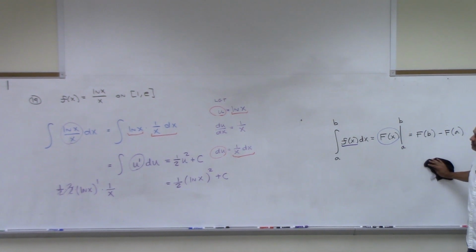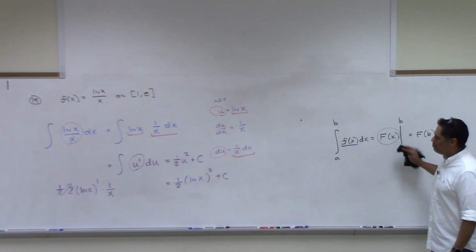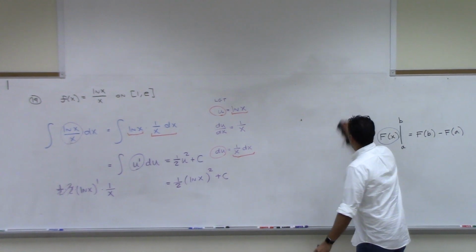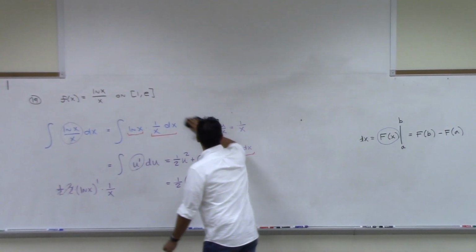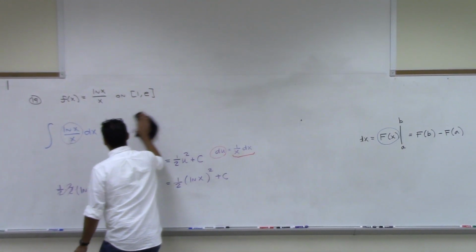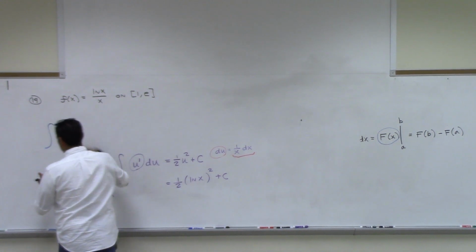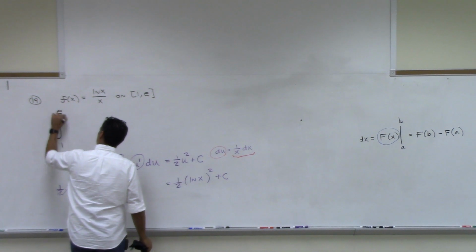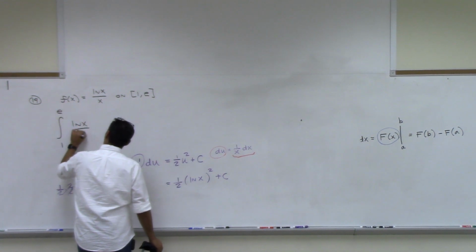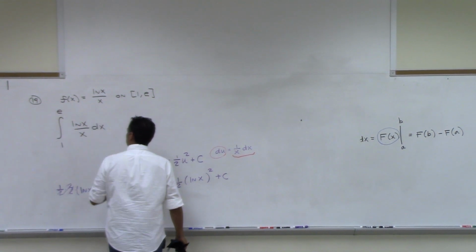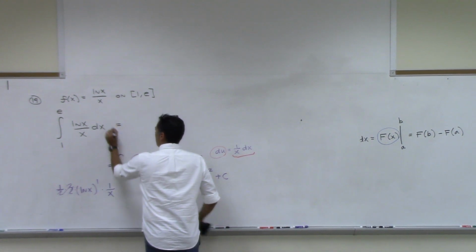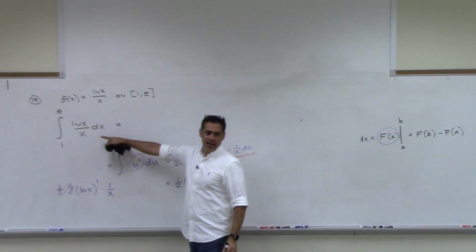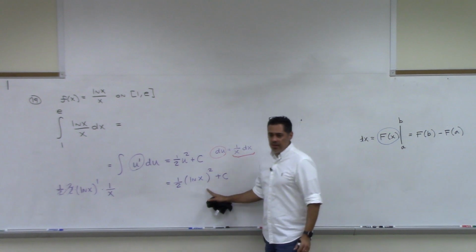Where are we? Yeah, so I had erased it, right? So let me go back to the original problem. The original problem was the integral from 1 to e of natural log x over x dx. That's the area under that curve. We needed to find the antiderivative of that, which we just found is this, yes?